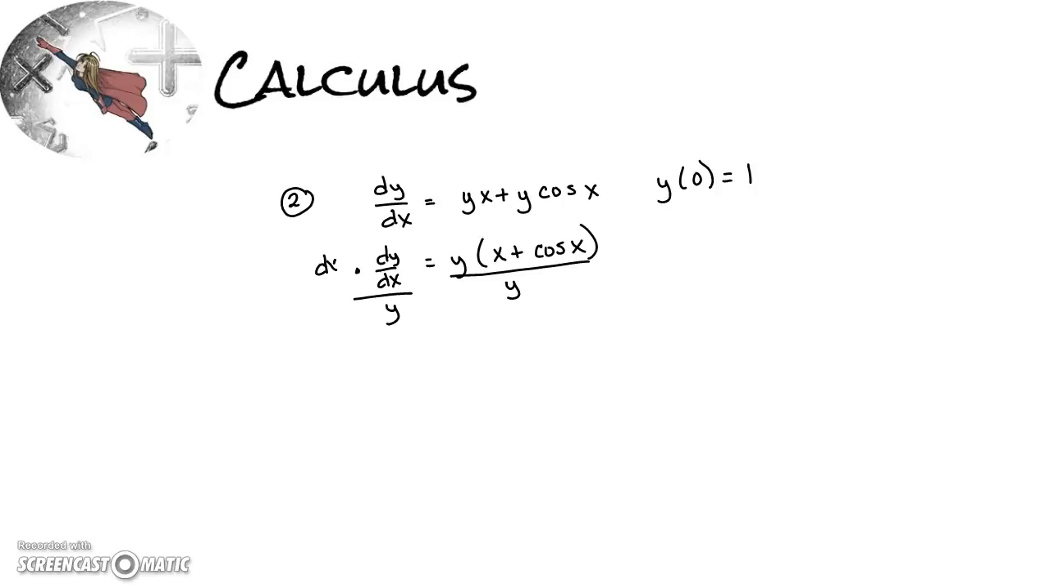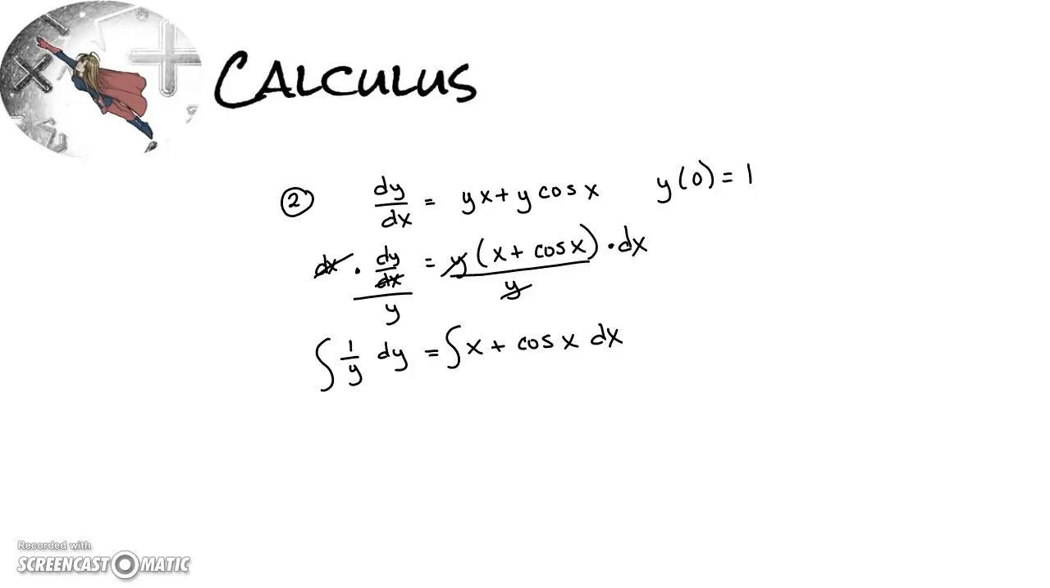And why don't we do this at the same time? Let's multiply both sides by dx. So this is gone on that side. The y's are gone on that side. So I basically have over here 1 over y dy. And on this side I have x plus cosine of x dx. So all the y's are together, all the x's are together. So now I'm going to take the integral of both sides.